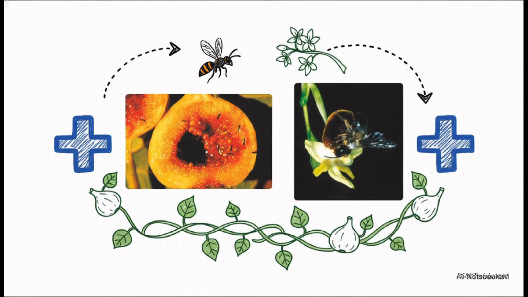When you have a plus-plus interaction, that's called mutualism. It's the ultimate win-win scenario. Just look at the fig and its specific wasp. The fig tree can only be pollinated by that one type of wasp, and in return, that wasp can only lay its eggs inside that specific kind of fig. Their survival is literally tied together.